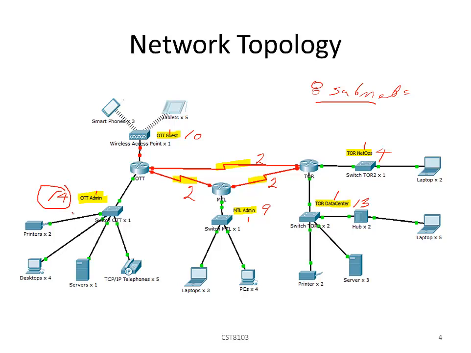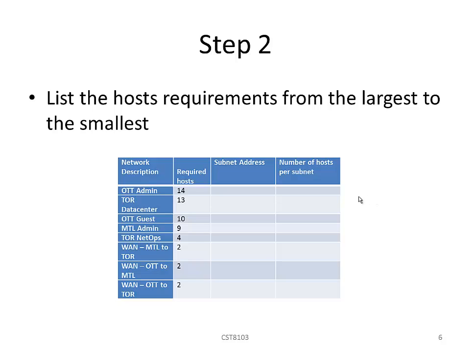Let's count the Ottawa admin one, and the same procedure applies for all others. So for example, in the Ottawa admin, we have 5 IP telephones plus 1 server, giving us 6, plus 4 desktops, 10 IP addresses, plus 2 printers, 12, 13 with the switch, and 14 with the router interface. The same procedure applies to all the others. We are now ready to move to step 2, which is to list the host requirements from the largest to the smallest. So here we're showing for each network the number of required hosts that we have counted.